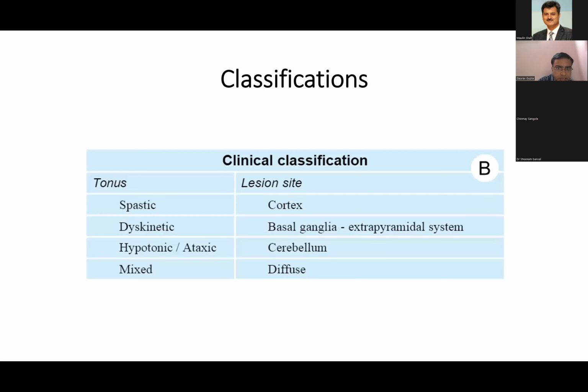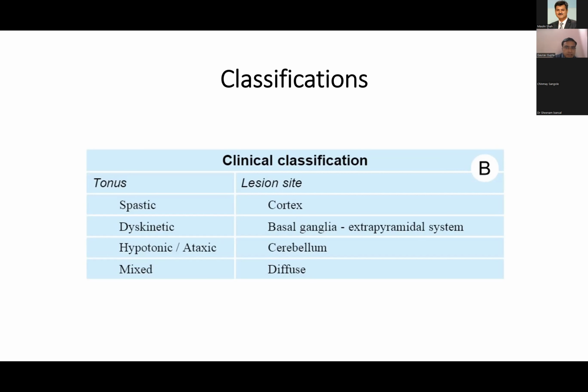Now, these are a few classifications. One is the clinical classification based on the site of lesion. So cerebral palsy can be spastic if the lesion is mainly in the cortex or the pyramidal tracts. It can be dyskinetic if the lesion is in the extrapyramidal tract, and dyskinetic can be athetosis or chorea. Then it can be in the cerebellum leading to hypotonia or ataxic cerebral palsy. And if it's a diffuse lesion, it can show a mixed picture.